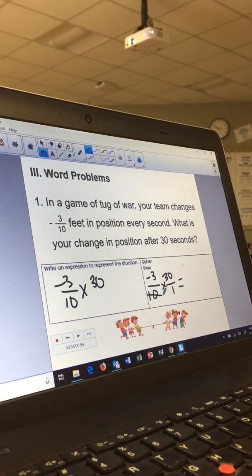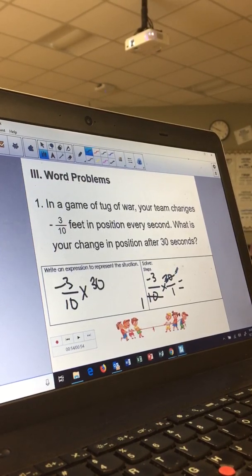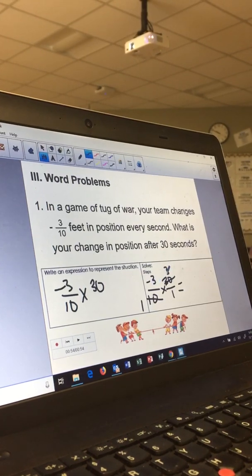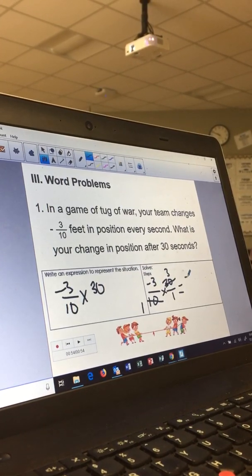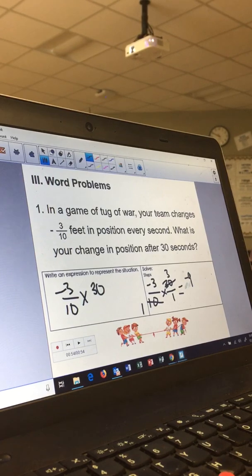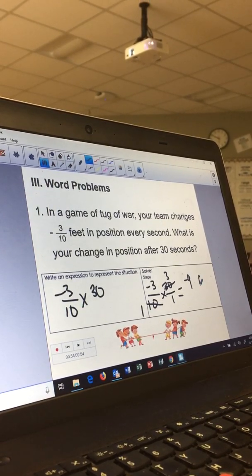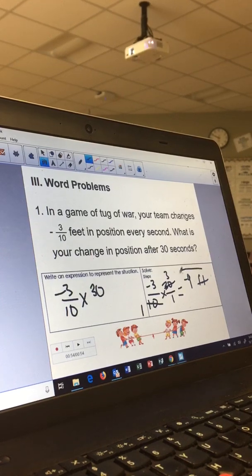Simplify before you multiply. 10 divided by 10 is 1. 30 divided by 10 is 3. Top times top, bottom times bottom. -3 times 3 is -9. -9 over 1 times 1. We don't have to write that 1. So -9 feet is your answer.